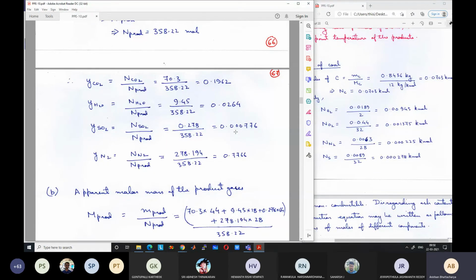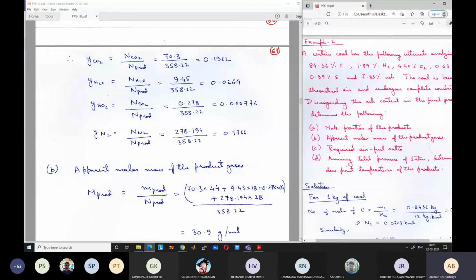What did we need to calculate? The mole fraction of the products. Then the apparent molar mass of the product gases, the average molar mass, or average molecular weight, of the product gases. Again, we can find it easily.